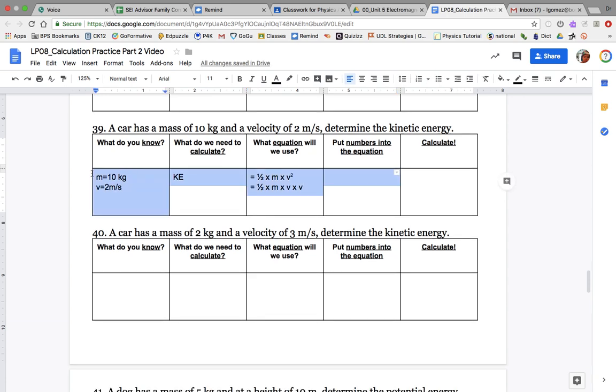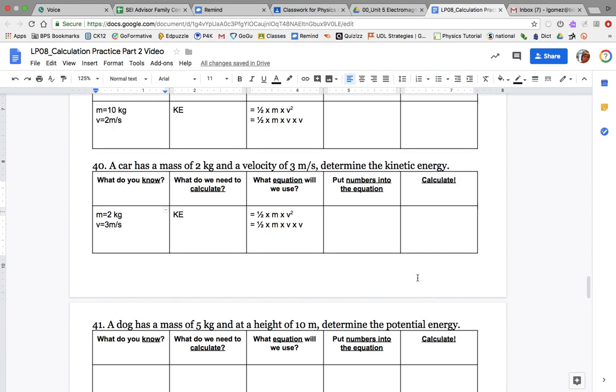Okay, and this down here is very similar. The only thing that's changed is the mass is 2 and the velocity is 3. Very similar calculation for 40. I just want you to put the numbers in there and then calculate the value.